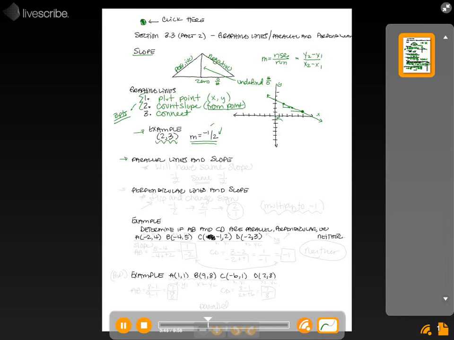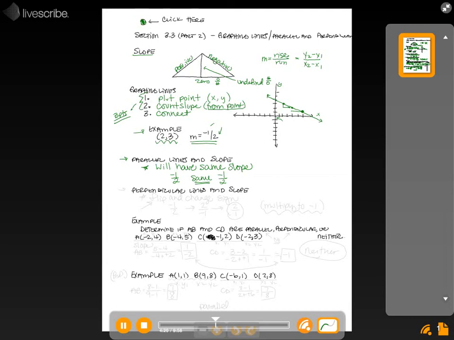Now the next big idea is parallel lines and slope. And what I want you to remember is that parallel lines will have the same slope. Okay, parallel lines will have the same slope. So if I know one line has a slope of, let's say that line we used in our example up there, a negative 1/2, something parallel to it is going to have a slope of negative 1/2. They're going to be the same. Okay, that's the important concept on parallel lines.